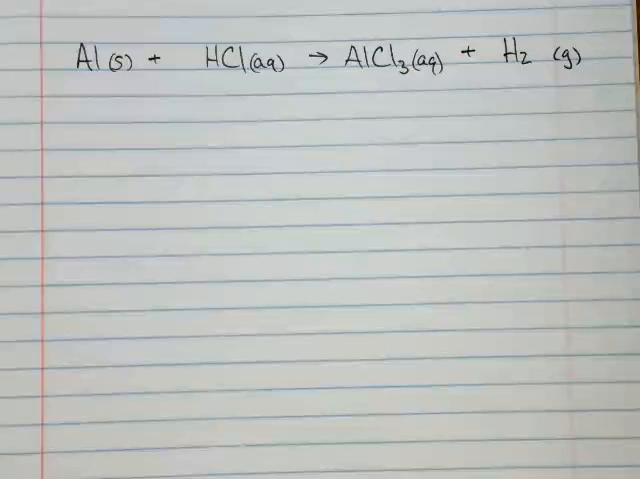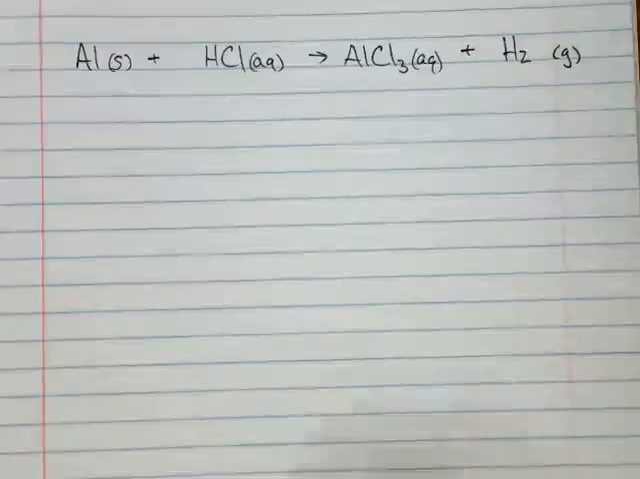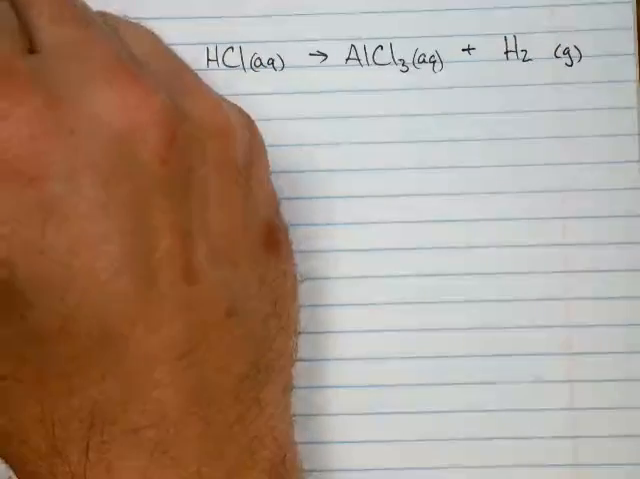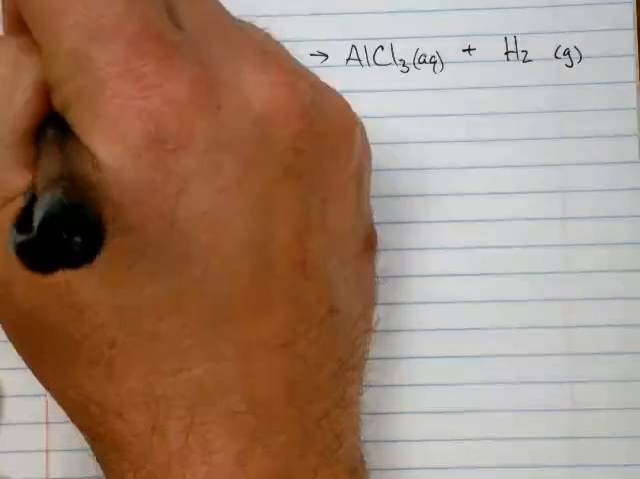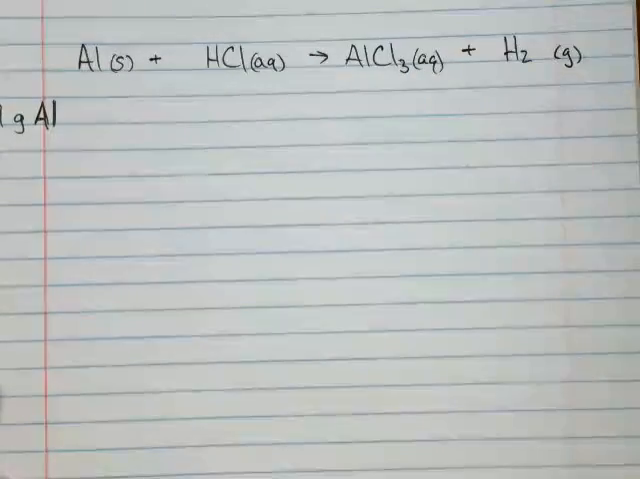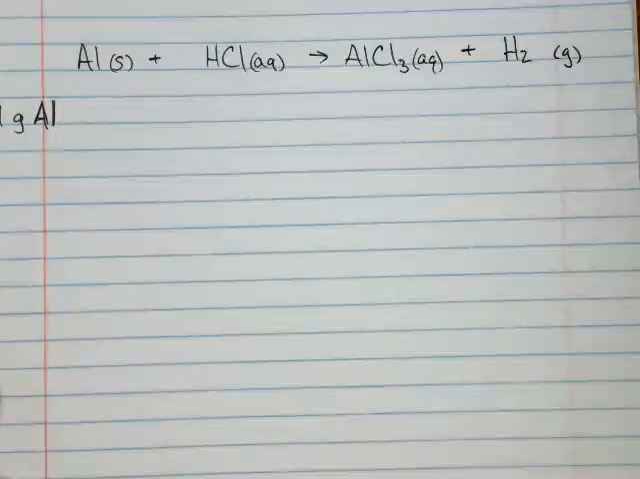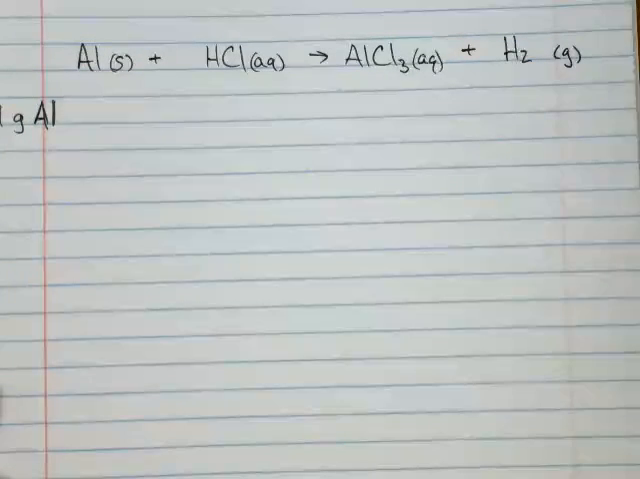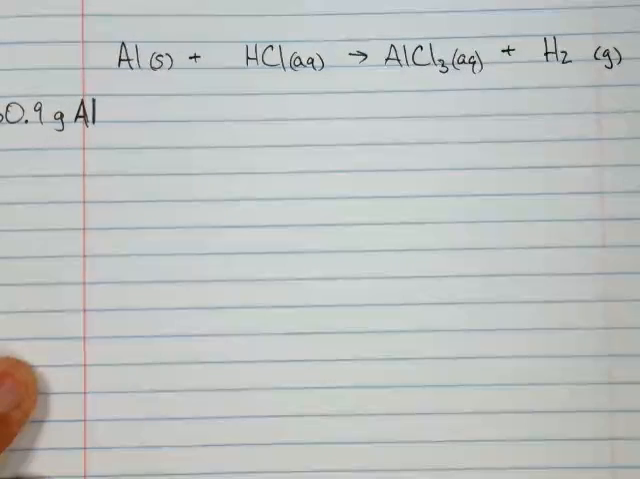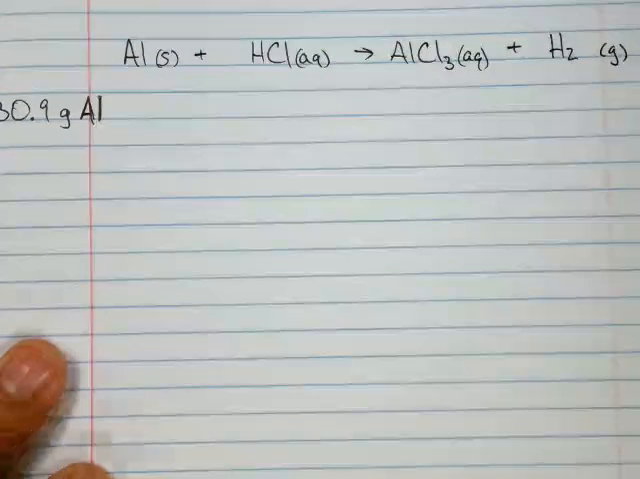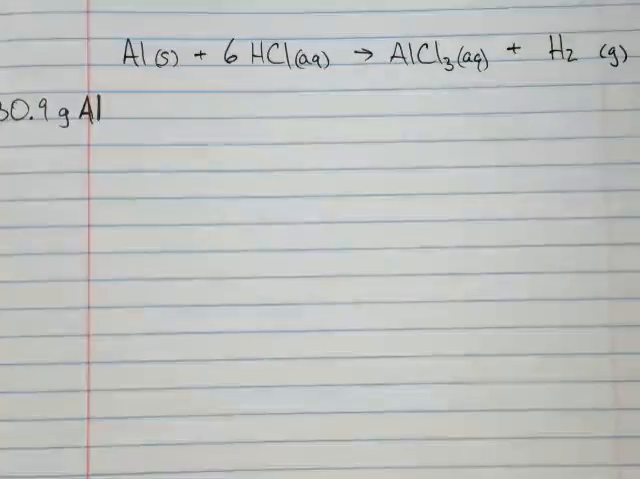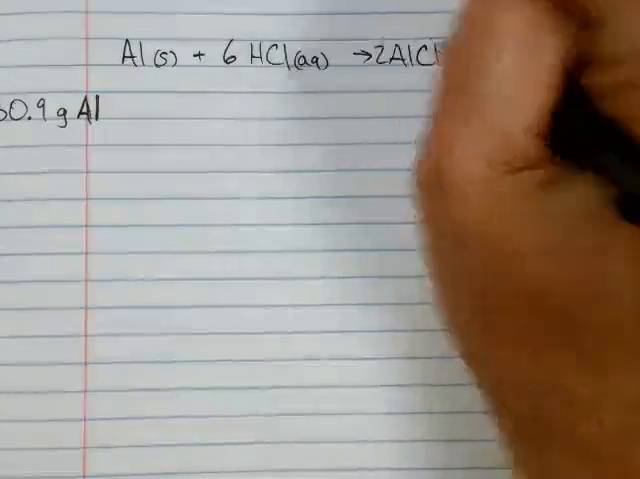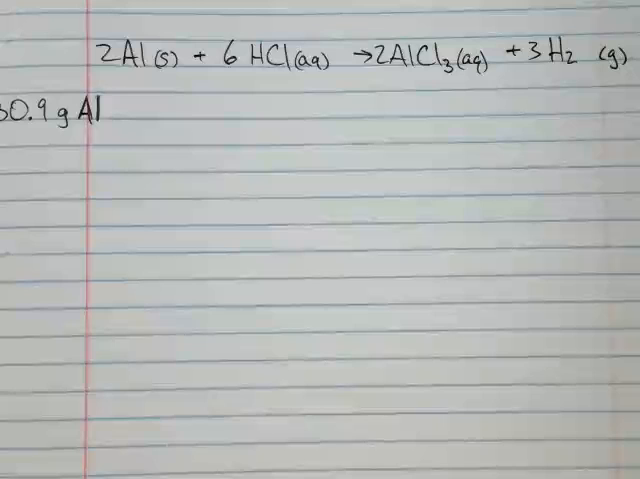So the next step, we need to take what we know, which is 30.9 grams of aluminum. Oh, we didn't balance our equation, did we? We need to balance the equation. Yeah, let's balance this equation. Now we're balanced.